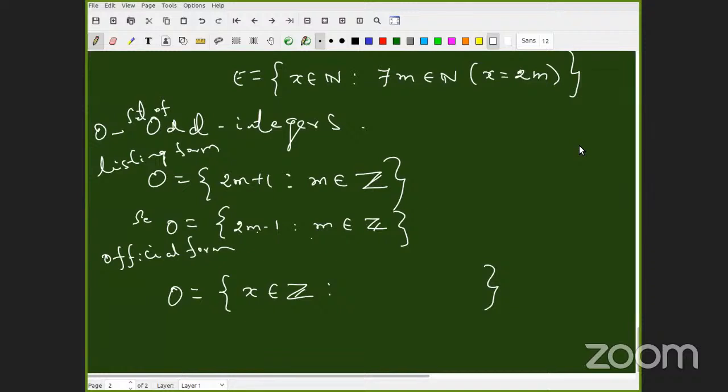There exists m belongs to Z such that x is equal to 2m plus 1 or 2m minus 1. Shall I write 2m plus 1? Sir, or plus or minus 1? No, that's okay. Keep 1. Why should I write plus or minus 1 now? Keep 1. If you want to write one more, you write 2m minus 1, right?